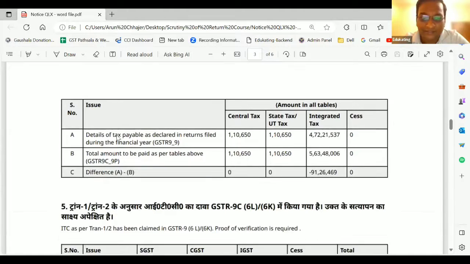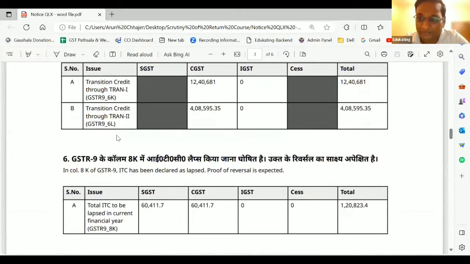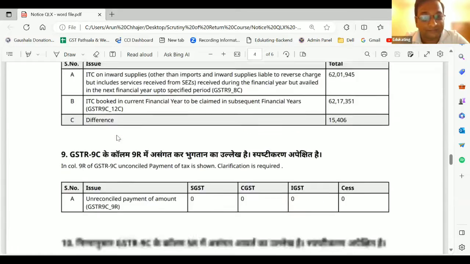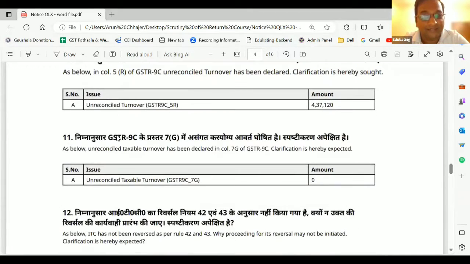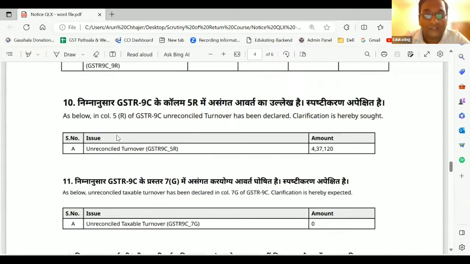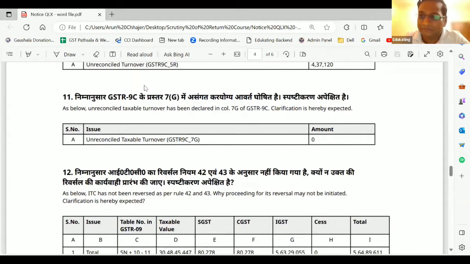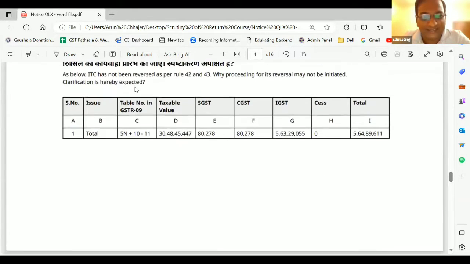Just tell me, have you seen this type of notice for your client or for your business? Or if you are the officer, have you issued the notice to the taxable person or registered person? Correct. So I request everyone, please tell me, have you come across this type of notice anytime in the last 5 to 6 years?